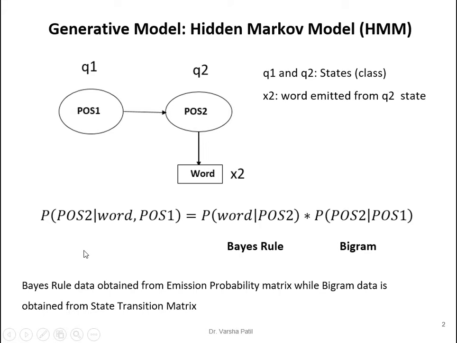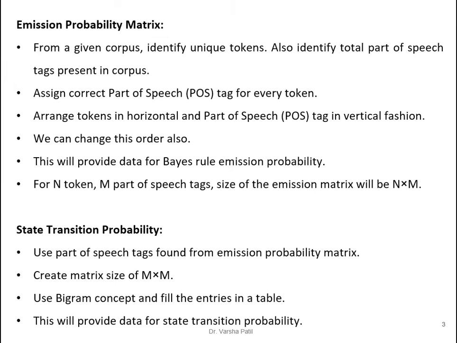To understand this video, you have to understand the details of the Bayes rule and the diagram of the HMM model. Bayes rule data is obtained from the emission probability matrix, while diagram data is obtained from the state transition matrix. Emission probability matrix: from a given corpus, identify unique tokens, and also identify the total part of speech tags present in the corpus. When we solve the example, at that time all the points of the emission probability matrix and state transition probability matrix will get cleared. Assign the correct part of speech tag for every token.